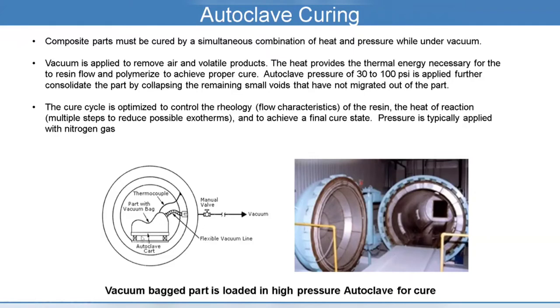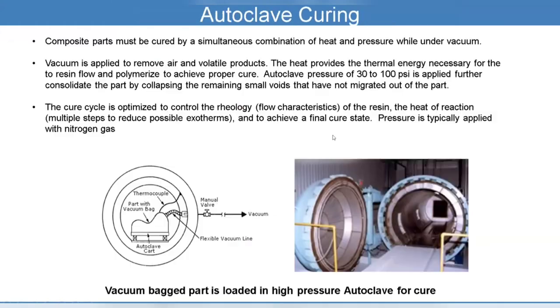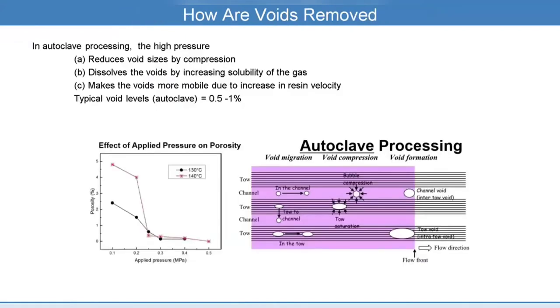And you can see here the part. Say I took this part here and brought it into the autoclave. That's that part right there, and it's vacuum bagged. I'm applying pressure. I have a thermocouple, and I'm pulling vacuum as well. And I'm checking everything to make sure nothing is leaking, that everything is working properly. The vacuum bag part is loaded in a high pressure autoclave for cure, and that's a benefit of the vacuum bag. It helps with everything we're trying to do. How are voids removed? I want to describe this process because it's an interesting process that occurs.